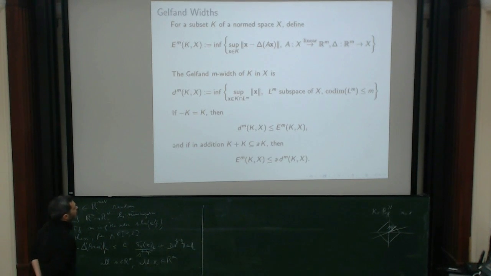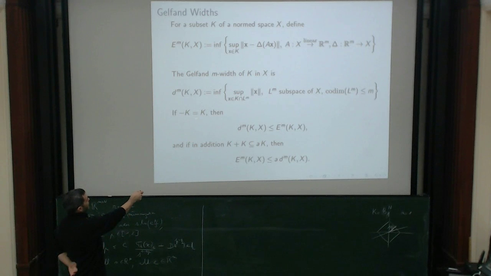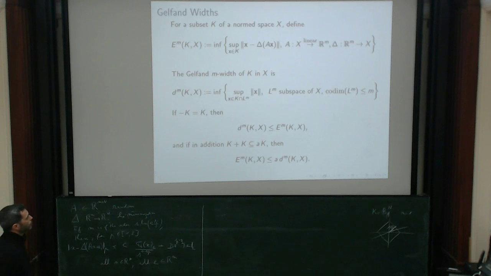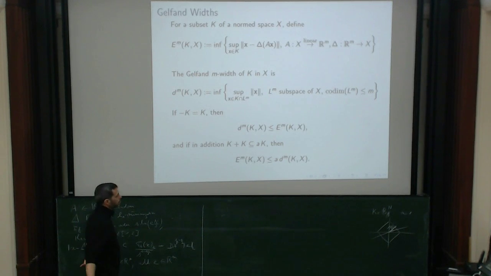All right. In addition to this hypothesis, if you also suppose that the sum of two elements of K is A times an element in K, where A is some number larger than 1, then we have an opposite inequality that you can estimate the compressive sensing width by the Gelfand width with a factor A.